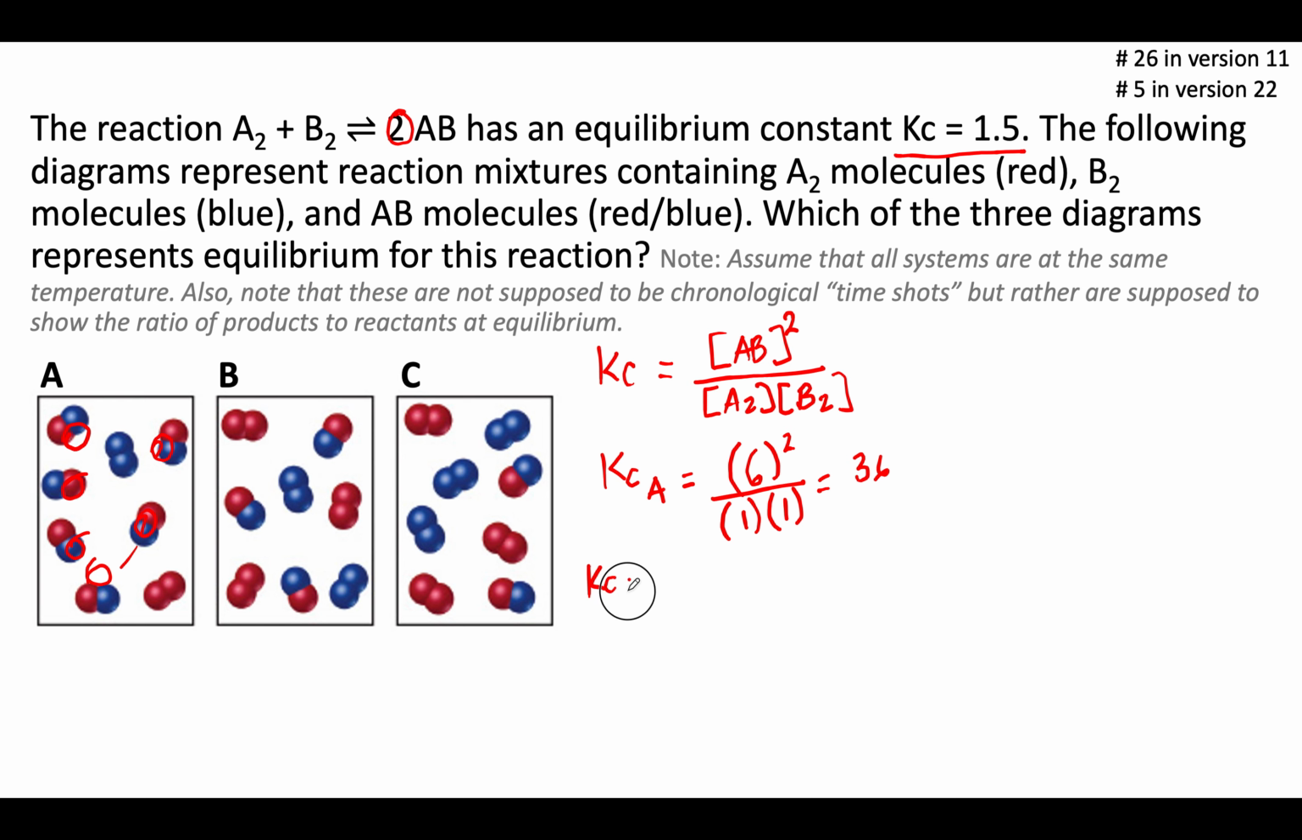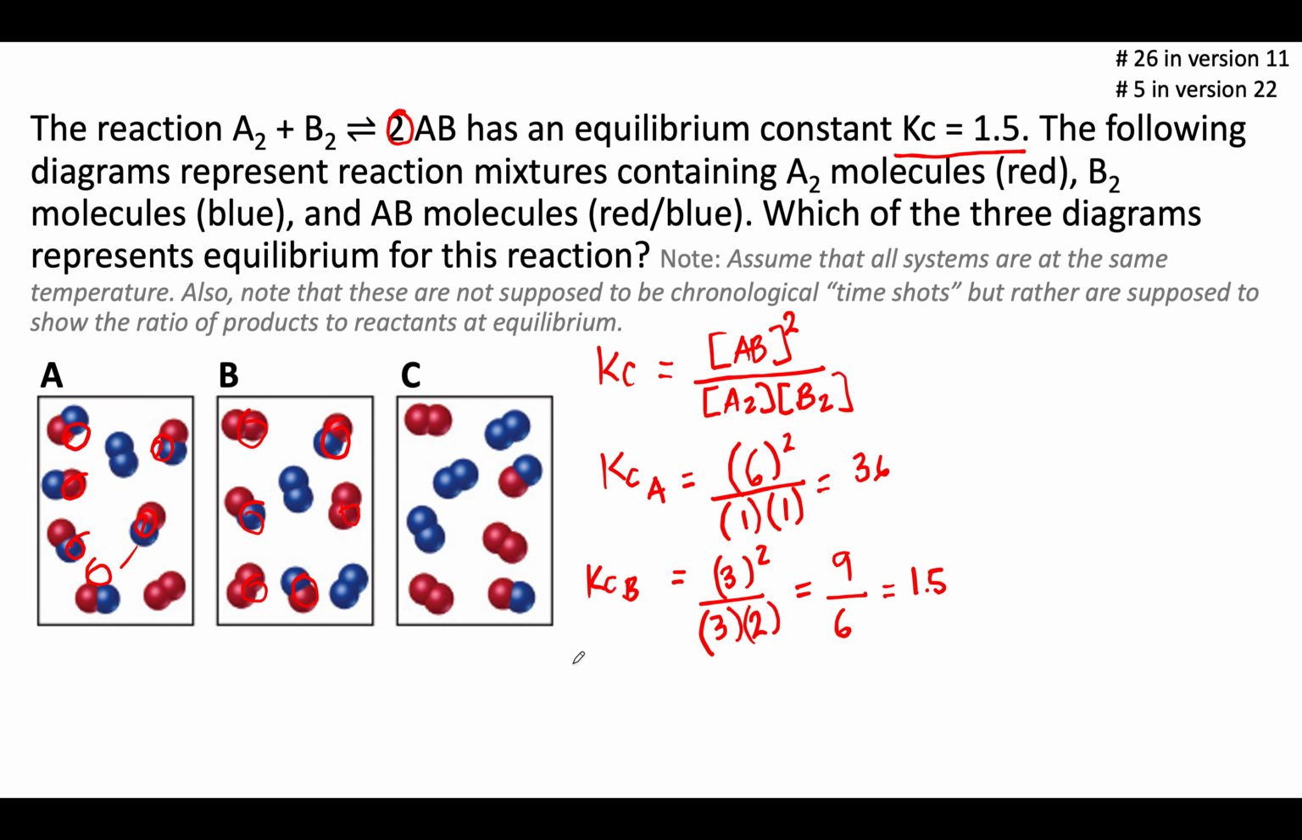Now, the Kc for B is, in this case, the number of AB molecules, which is 1, 2, 3, I think that's it, 3, and that's squared, divided by the number of molecules A2, which are the red ones. That's 1, 2, and 3 to the power of 1, and then the number of blue molecules, which is just 2 that are left. And that actually gives us 9 divided by 6, which in fact is equal to 1.5.